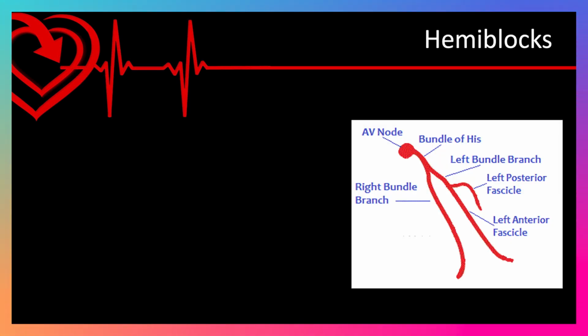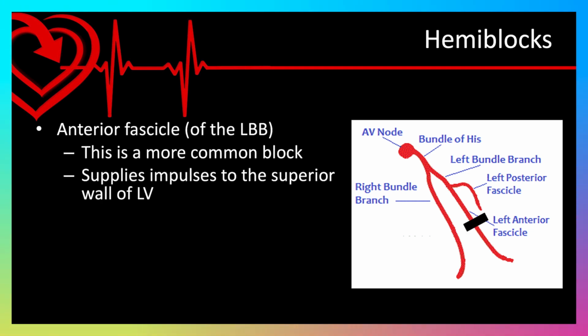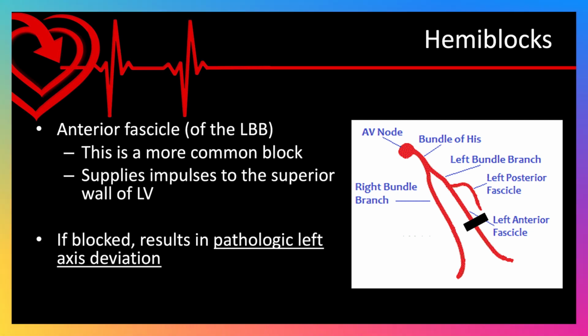Hemiblocks get a little more confusing and a little more subtle in their appearance. Essentially what we're talking about is a blockage of one of these fascicles further down, not the main proximal portion of the bundle branch. An anterior fascicle is more common than a posterior. It can impact function of the left ventricle significantly.